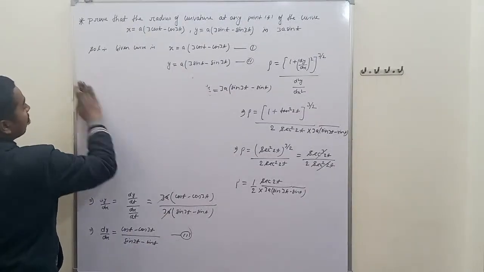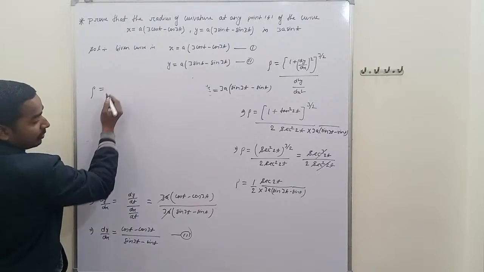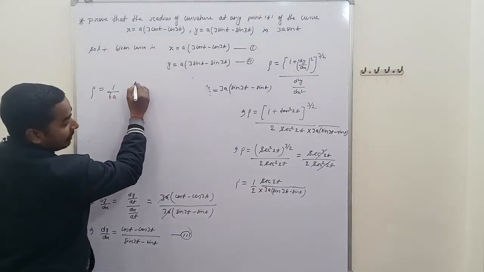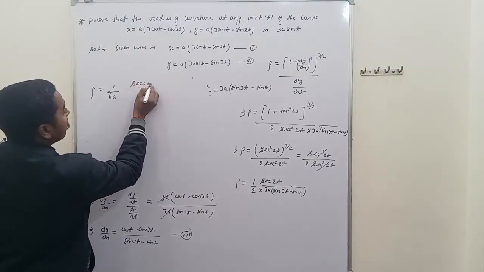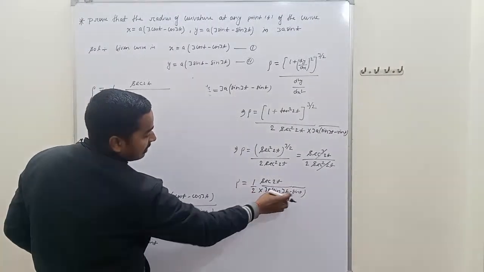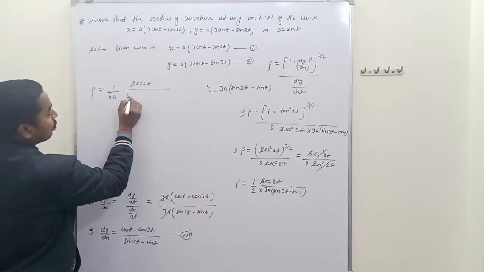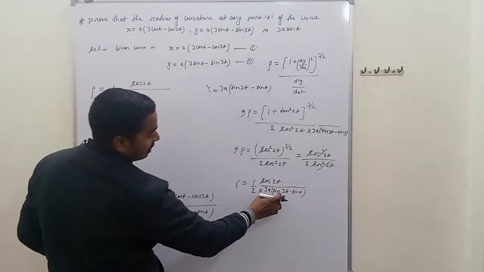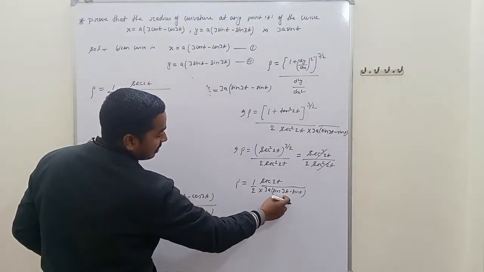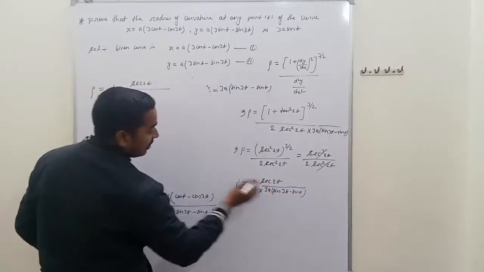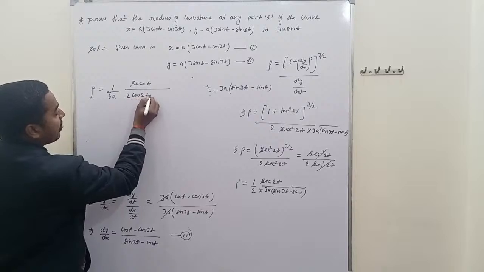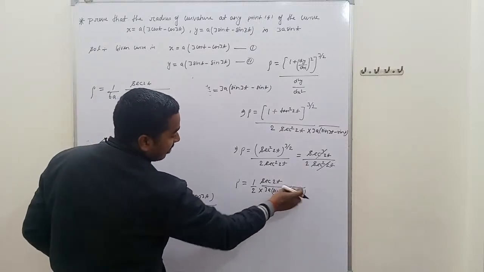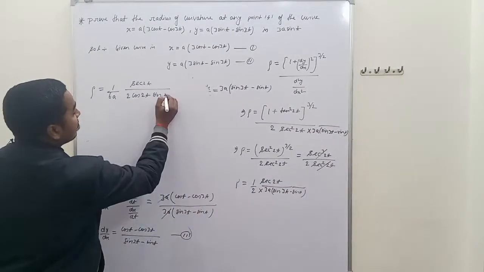This is given by rho, the radius of curvature, is equal to 1 upon 6a, and this is given by sec 2t upon, we have to write here sin c minus sin d. This is given by 2 cos (c plus d)/2, that is 3t plus t is 4t, and 4t upon 2 is 2t, and sin (c minus d)/2, this is given by 3t minus t, that is 2t upon 2 is t.